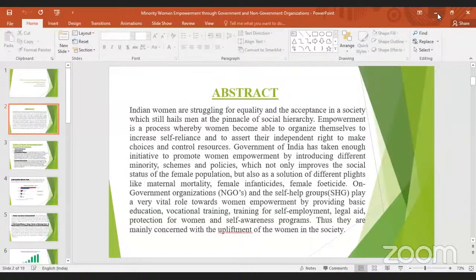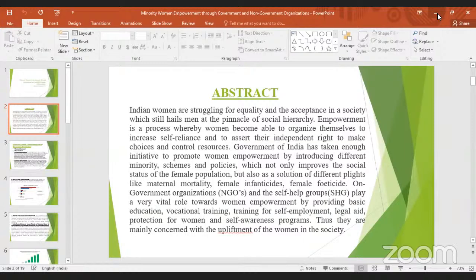Ma'am, basically, this paper is about monetary women empowerment through government and non-government organizations. But my research topic is study of training needs of slum dweller women in Delhi. So what benefit is your study going to give to those women?